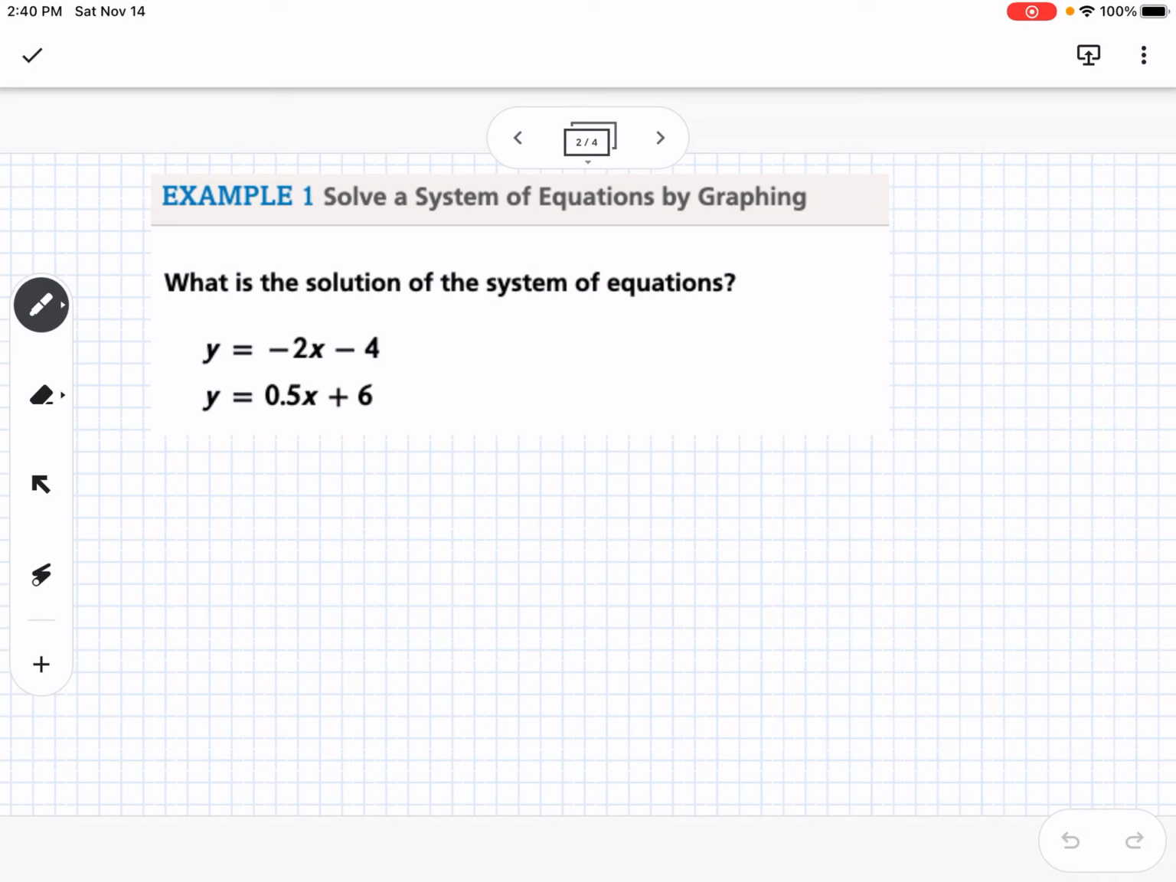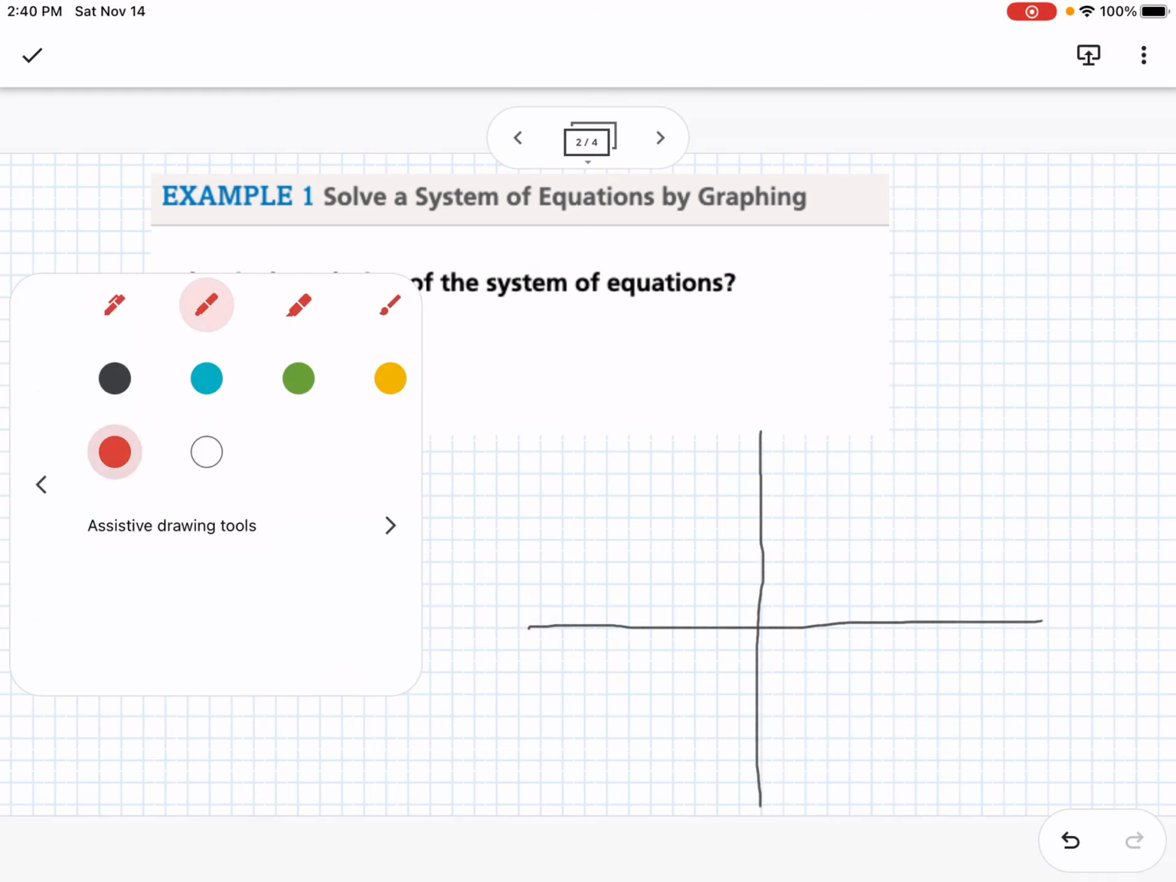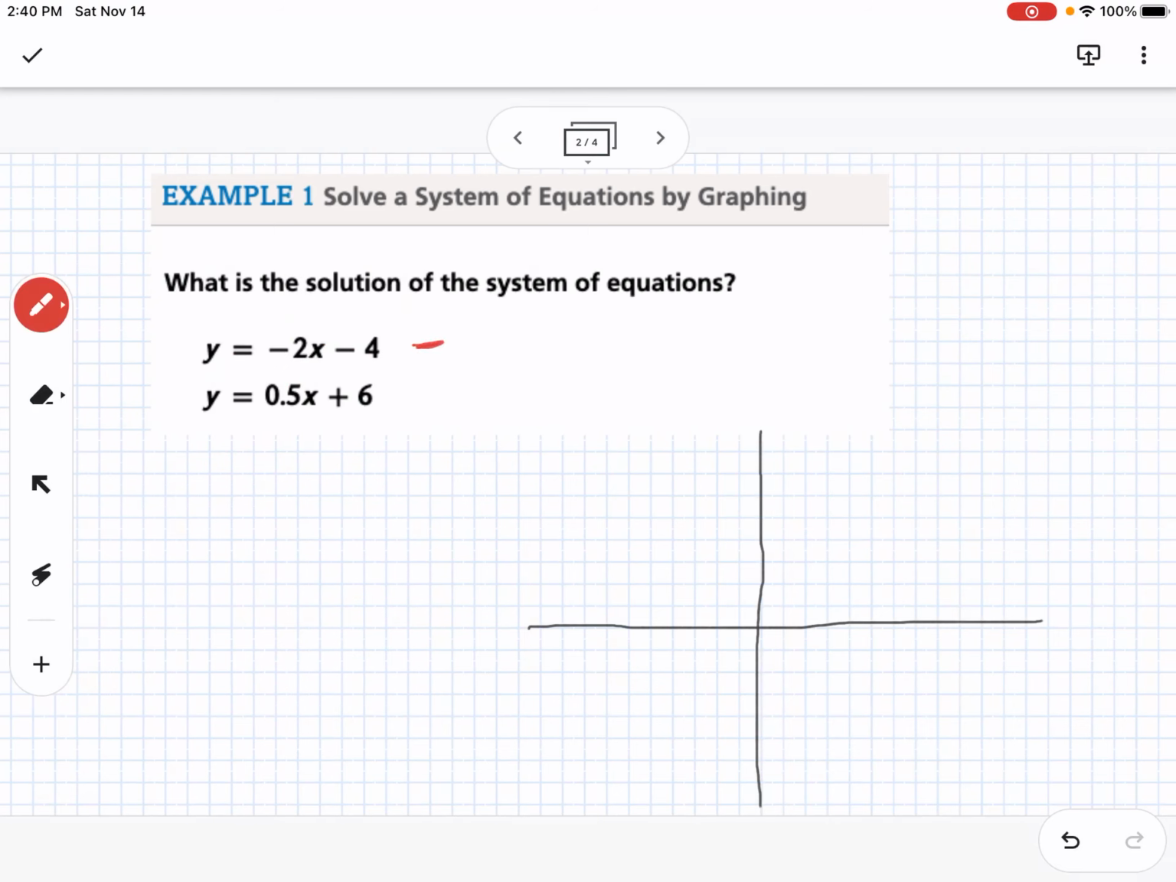So we are going to use a graph. So I'm going to draw my x and y axis. Okay, so I'm going to use a different color for each one here. So let's make this top one red. Okay, so we always start with the y-intercept. So you notice the y-intercept there is -4. So 1, 2, 3, 4. I'm going to put a dot at -4 on the y-axis.